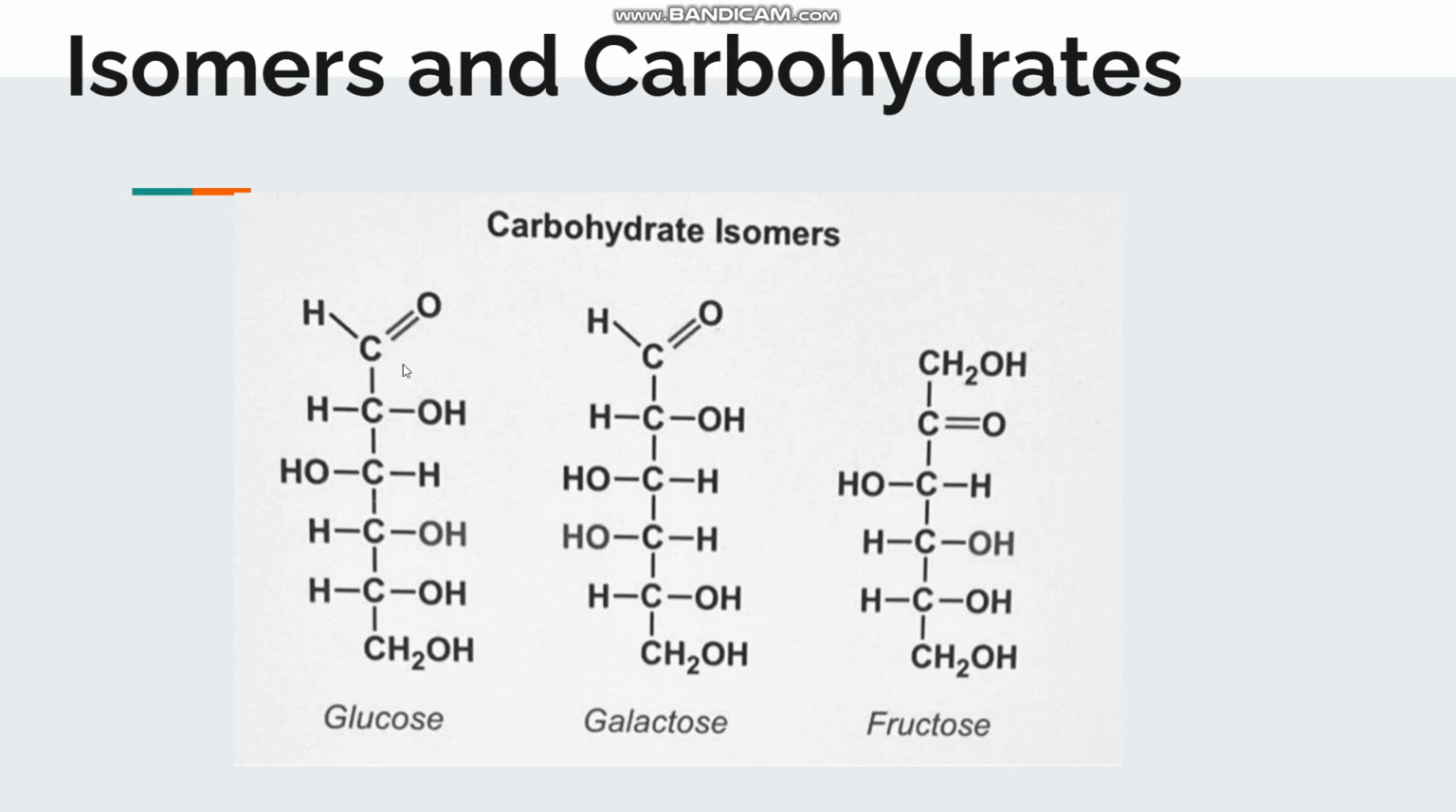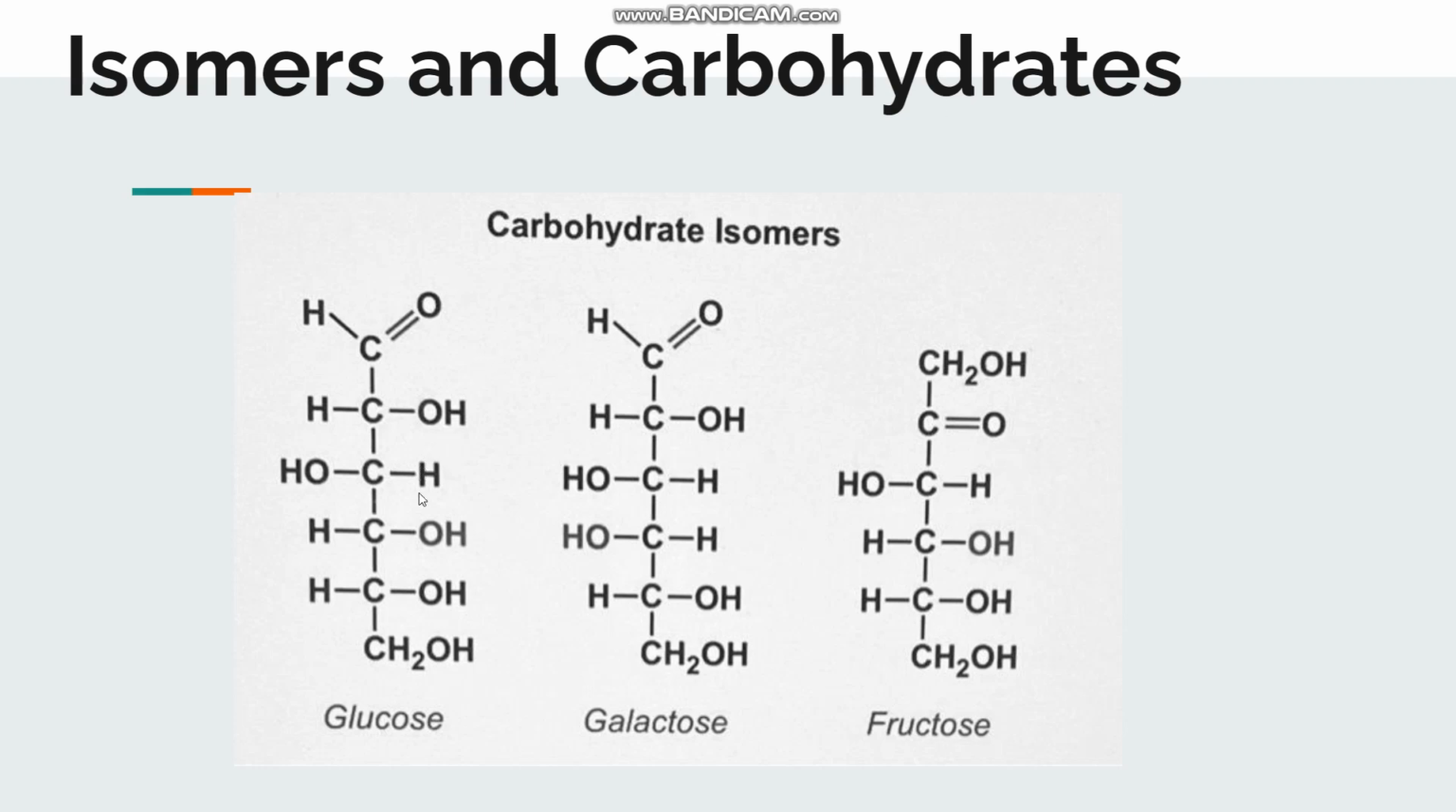So let's talk about isomers and carbohydrates. First of all, carbohydrates are one of the four macromolecules. You have carbs, proteins, fats, and nucleotides. This is one of them. And carbohydrates consist of carbon and hydrates, so carbon and water, so carbon, oxygen, hydrogen.